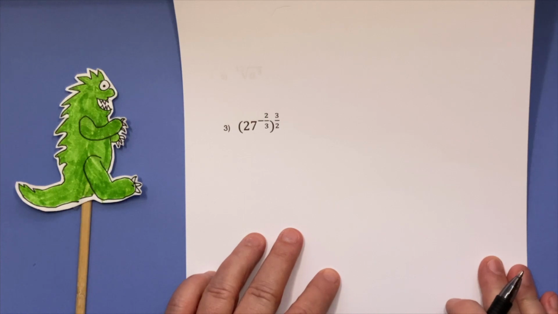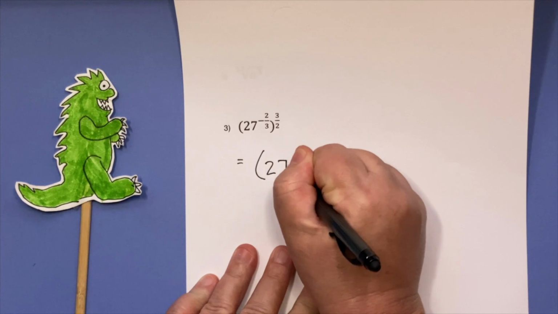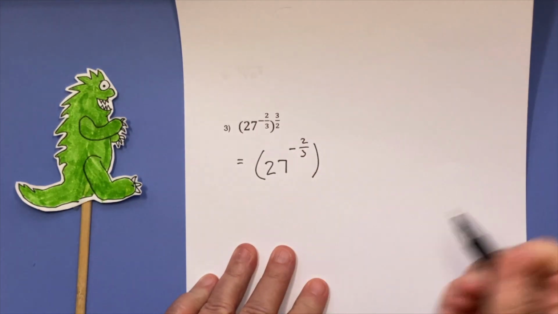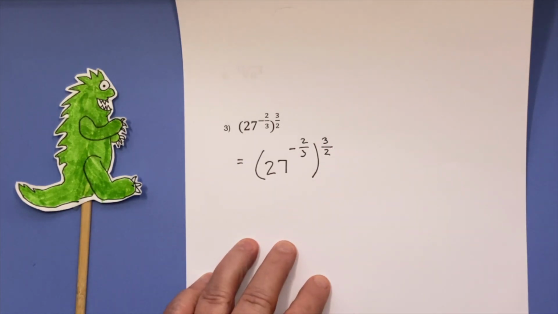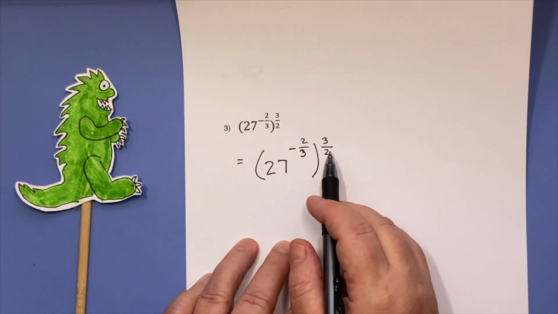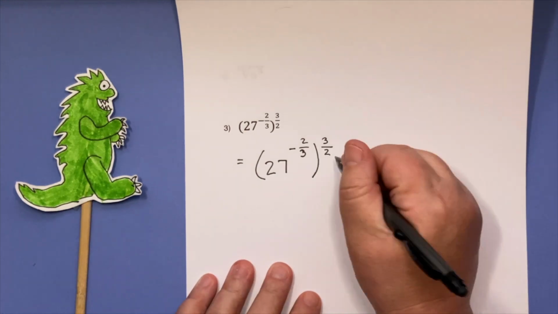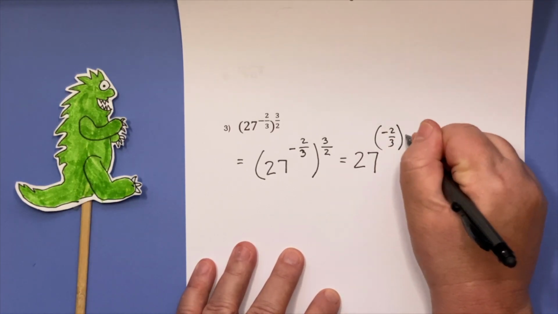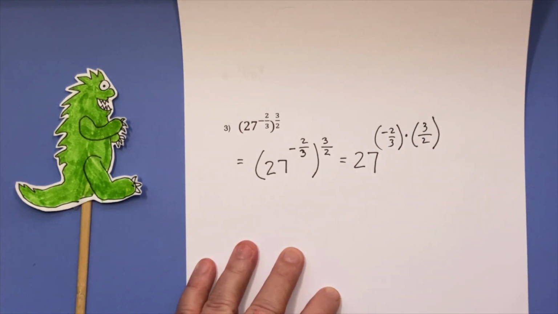Okay, for number 3, we have a base of 27. It's inside parentheses with an exponent of -2/3. And right outside the parentheses, we've got an exponent of 3/2. And remember that when the setup is like this, you've got one base with 2 exponents, one inside, one outside. What do you do? You got it. You multiply. So I've got 27 raised to the -2/3 times 3/2. So I multiply those two.